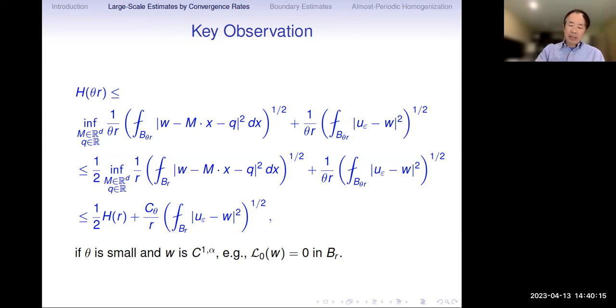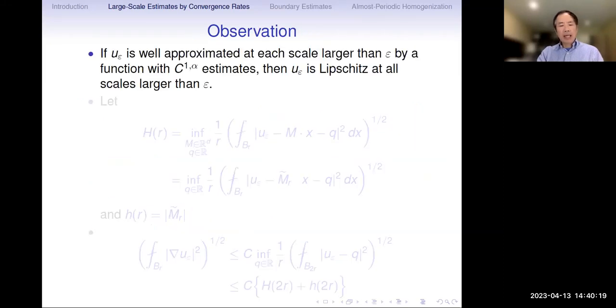All right. So let's now try to summarize this. What are we trying to do here? The moral of the story is that if you have a function which is well approximated at every scale greater than epsilon by a function with a C1 alpha estimate, then your function should be Lipschitz at all scales larger than epsilon.